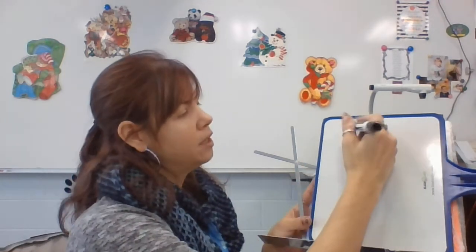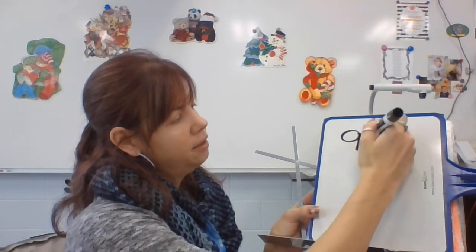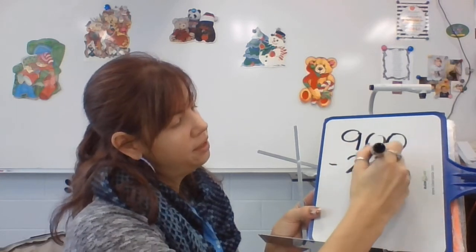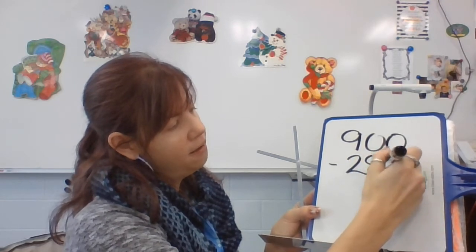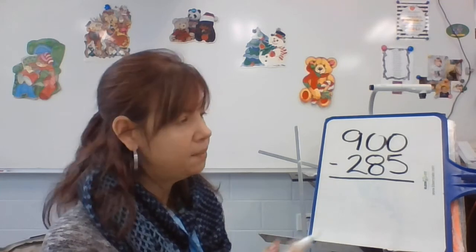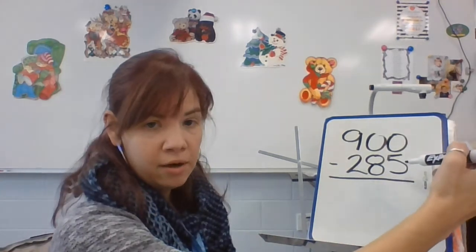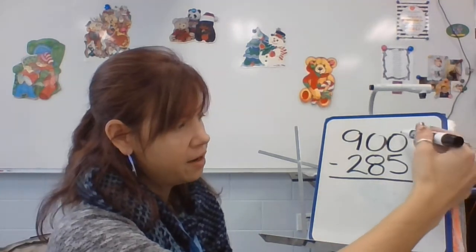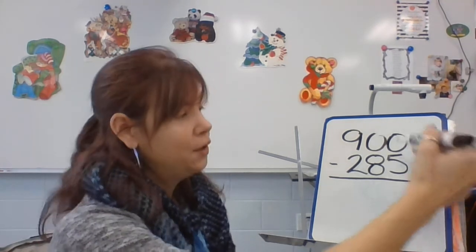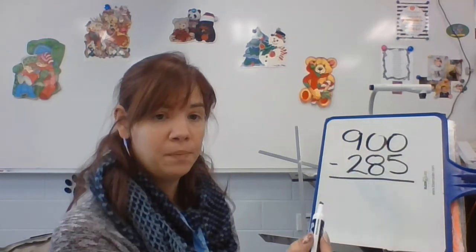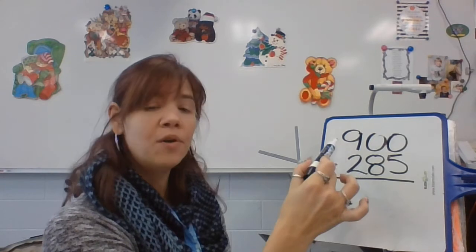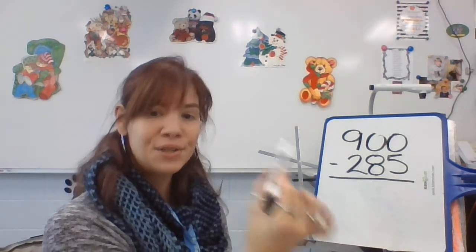So the very first one is 900 minus 285. Always make sure you line things up. We always start in our ones place, and that's the very right one. I can't take 0 minus 5, so this involves going next door. Well, I can't take 0 minus 8 either. So just like that first example, we have to go all the way to the hundreds place to start our regrouping.